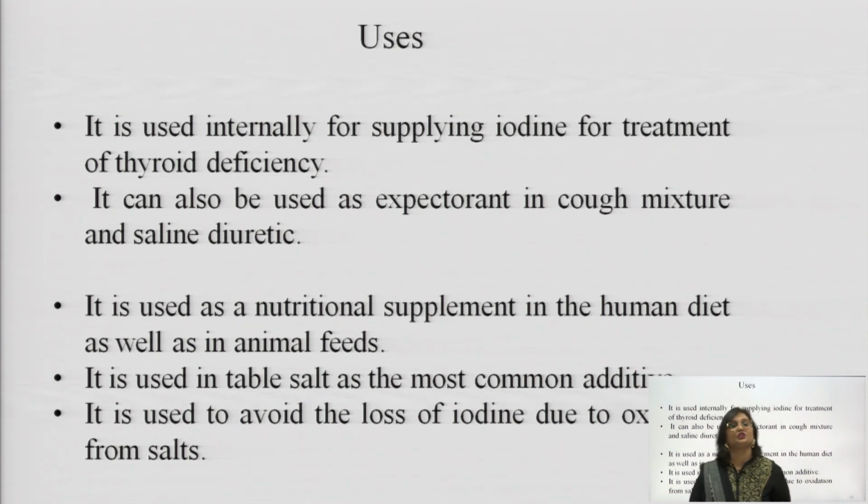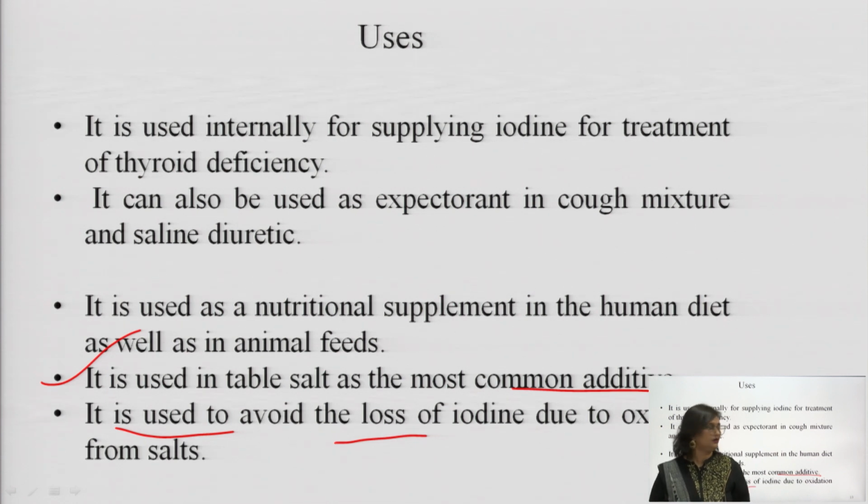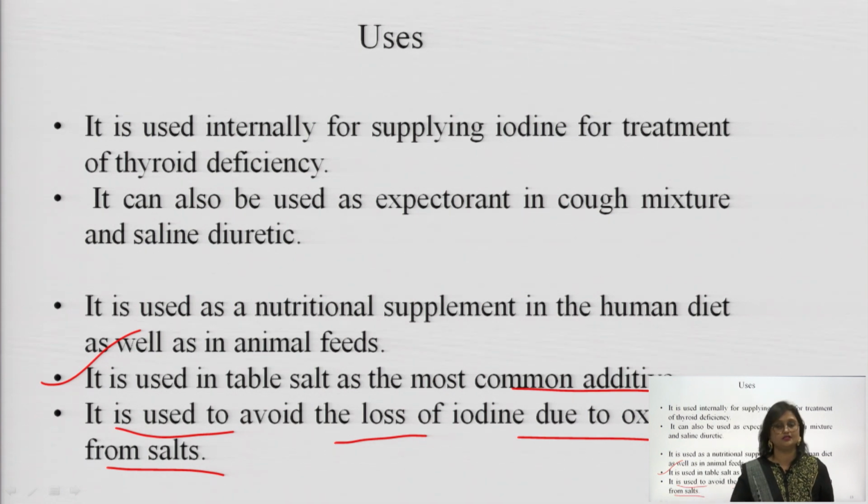It is used as a nutritional supplement in the human diet as well as in animal feed. It is used in table salt as the most common additive. It is used to avoid the loss of iodine due to oxidation from salts. Potassium iodide is added in salts in order to prevent the oxidation of iodine.